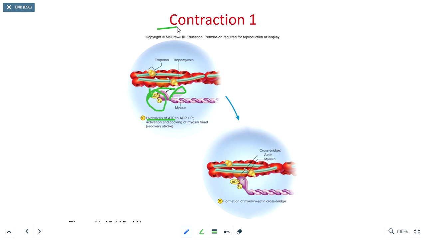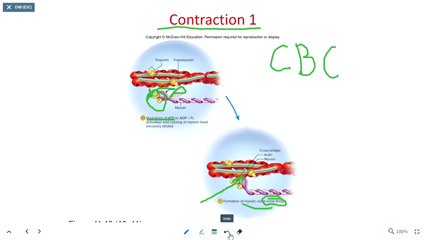This is now the contraction stage, just to emphasize this. Sometimes also referred to as the cross-bridge cycle. So step one is we cock the head or spring load the head of the myosin subunit. And then step two is that myosin subunit binds to the active site on the actin subunit. So we have the myosin-actin cross-bridge, hence the name the cross-bridge cycle.